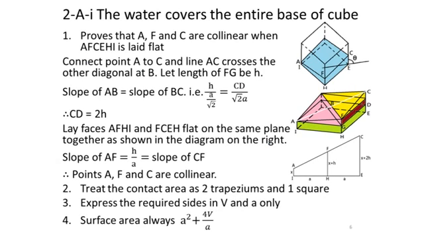Firstly, we prove that A, F, and C are collinear when AFCEHI is laid flat. We connect A to C, and AC crosses the other diagonal at B, and we let the length of FG be H. By comparing the slopes of different line segments, we get CD equals 2H. Thus A, F, and C are collinear. Then we can treat AFCEHI as a trapezium, and by symmetry we get the other one on the other side and also the square base. Then we can get the contact area by simple calculation.